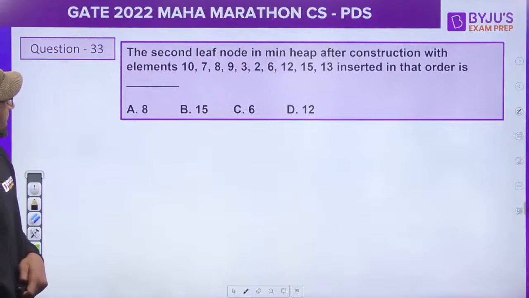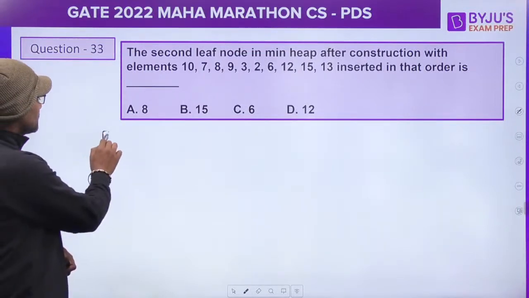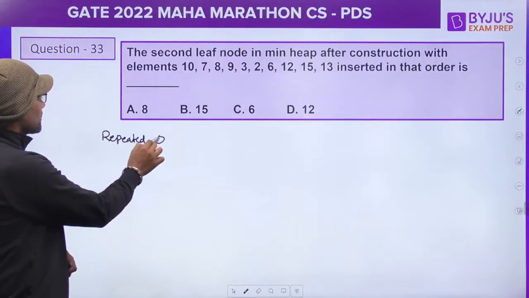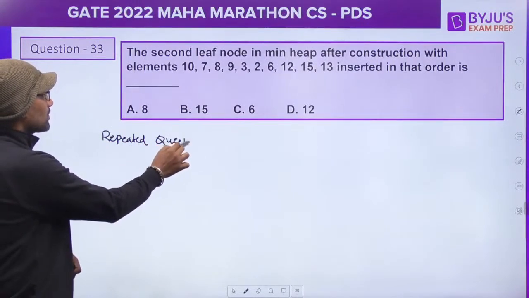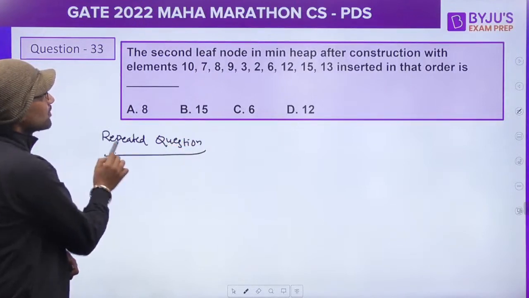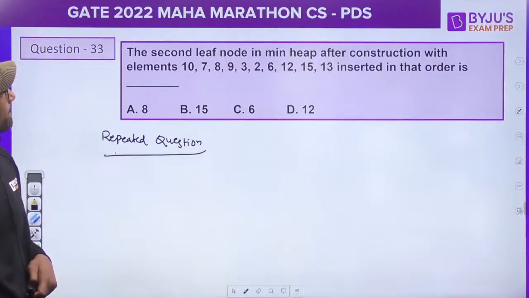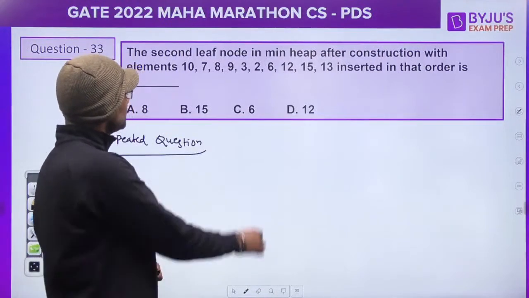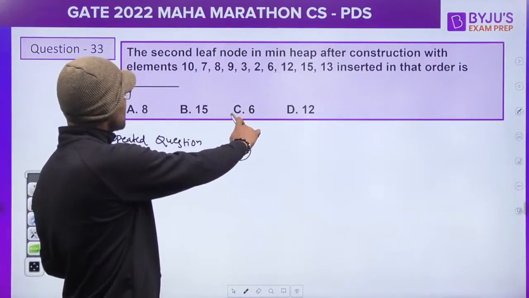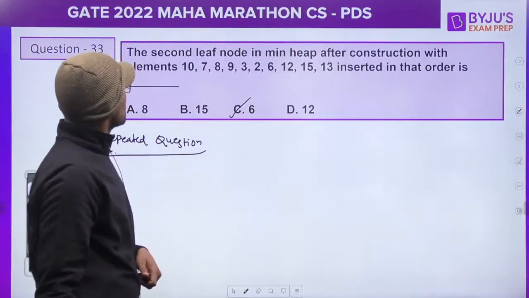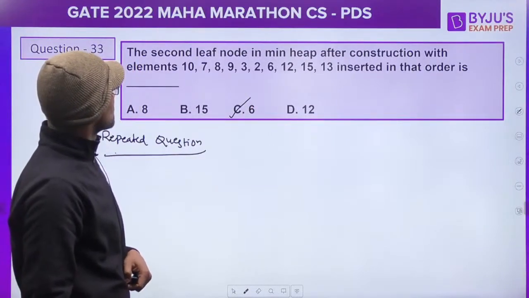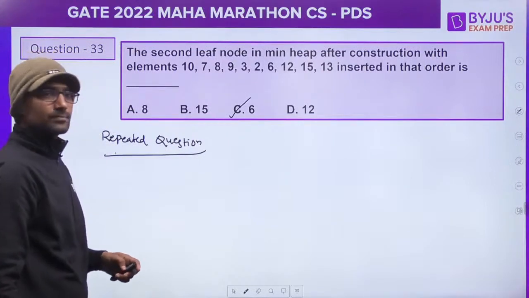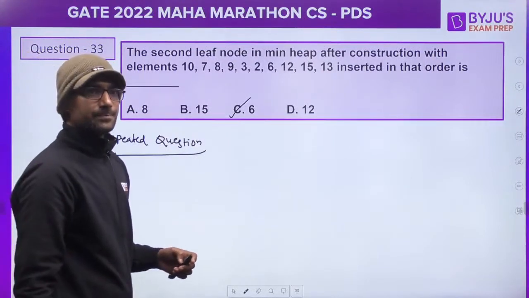I think it is repeated, right? Same question we have done, right? What was the answer? I think 6. Okay.